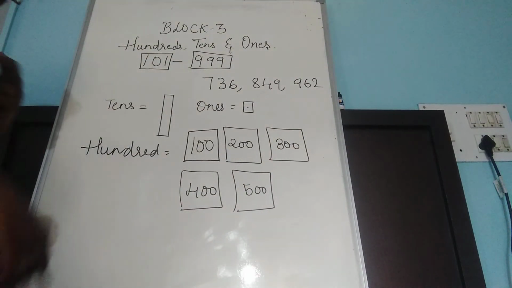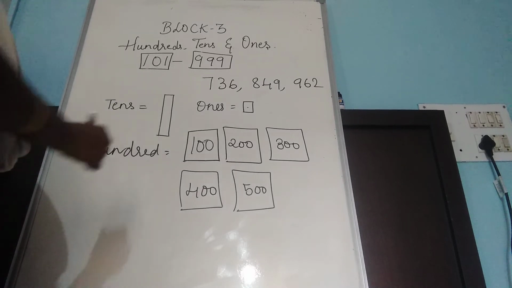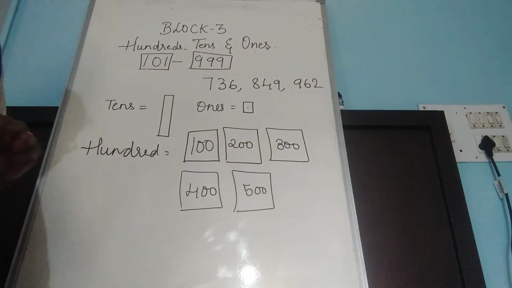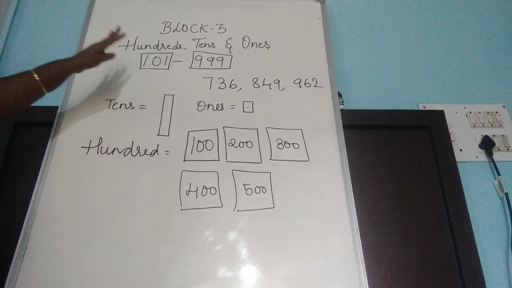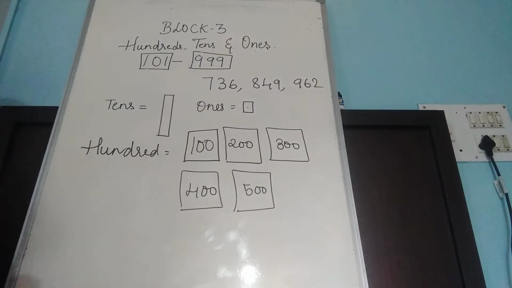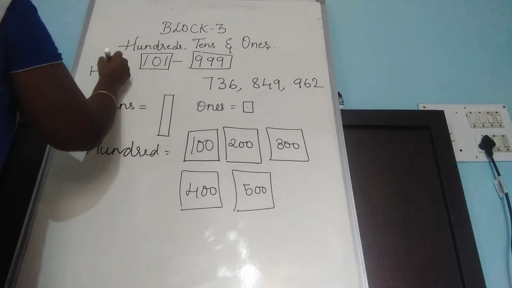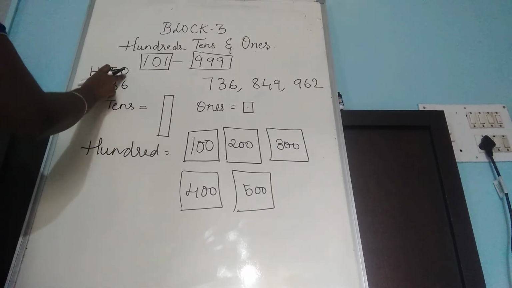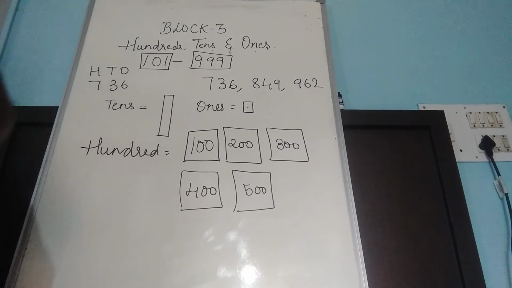Okay, children, I'll explain once again. In block 3, you are going to learn about hundreds, tens and ones. All the 3-digit numbers will have the place values H, T and O. So when I write 736, mention HTO and write 736. Here 6 is in 1's place, 3 is in 10's place, 7 is in 100's place.